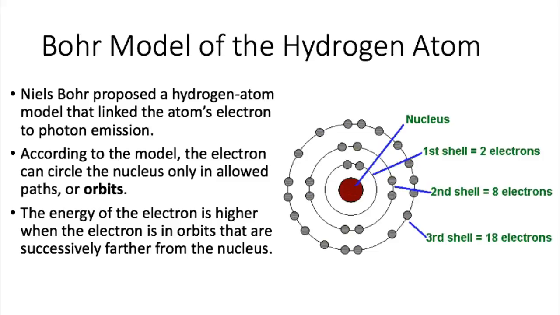Okay, Bohr went on to say that the energy of the electron is higher when the electron is in orbits that are further from the nucleus. So these electrons on the third energy level are going to have more energy than the ones here on the first energy level. Let's take a look at a video to see how this works.